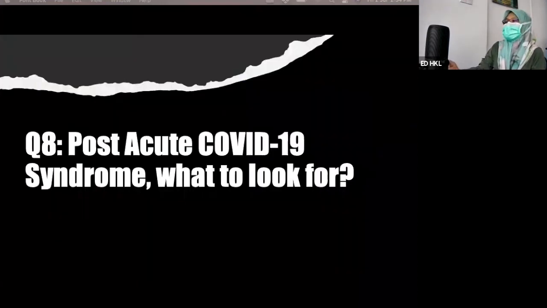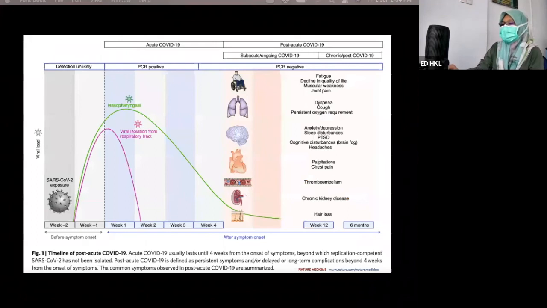Okay, lastly. Let's look at this. Post-acute COVID-19 syndrome, what to look for? When we define post COVID-19 syndrome, within a month or 28 days it is still acute COVID-19, even though the infectivity drops from day 14 onwards. Subacute is from a month up to 3 months. Chronic is from 3 months up to 6 months.